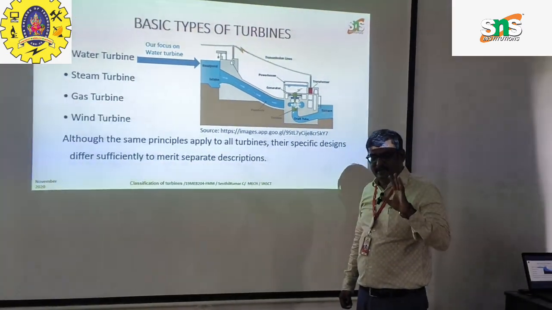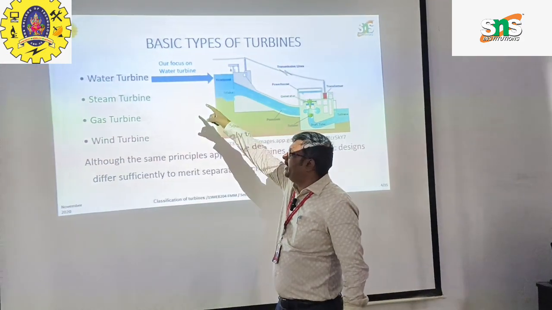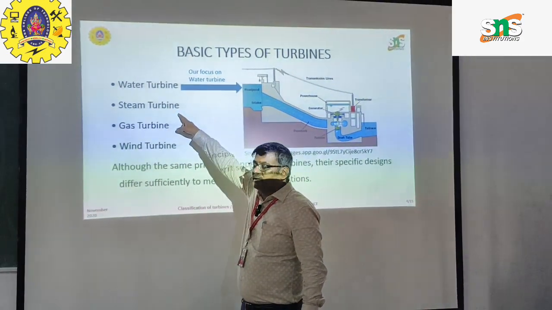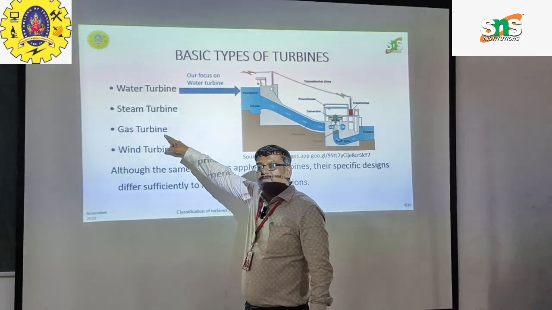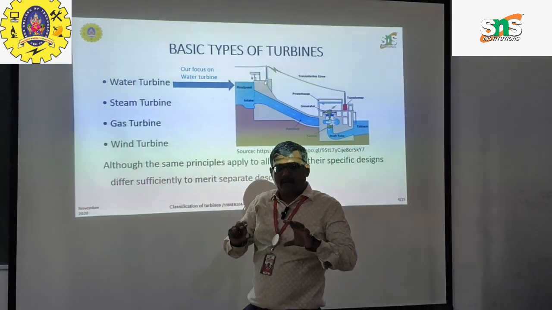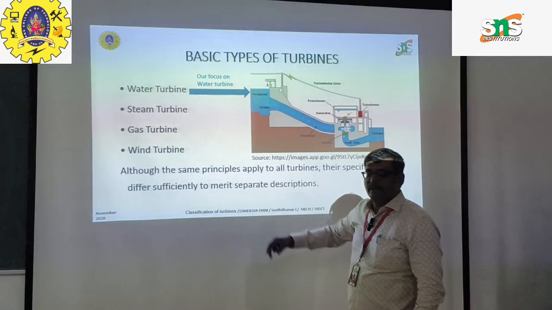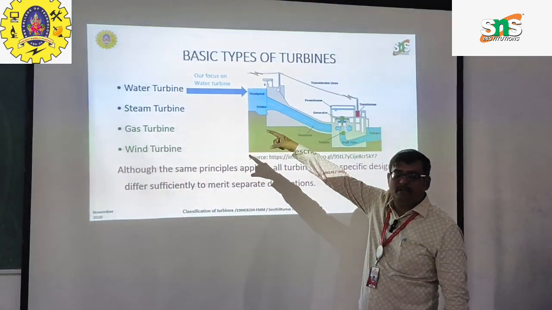Generally, the fluid is the medium. So there is the steam. Another type is water. That is also a fluid. The steam is also a fluid. Gas is also a fluid. Wind is also a fluid. Okay. So ultimately the medium is a fluid. So these are the types of fluid. When we use water as a medium, it is a water turbine.